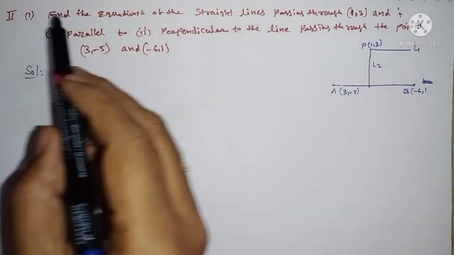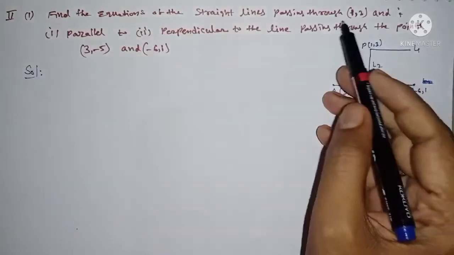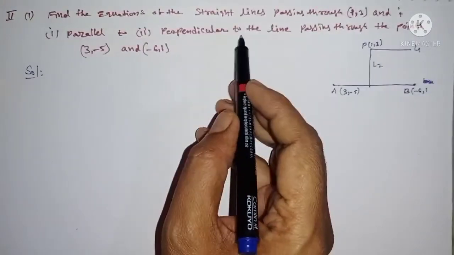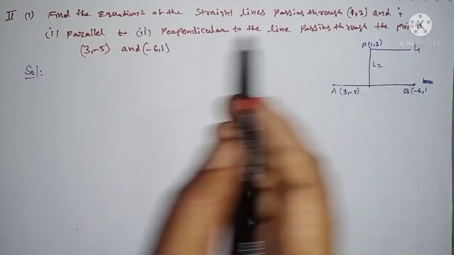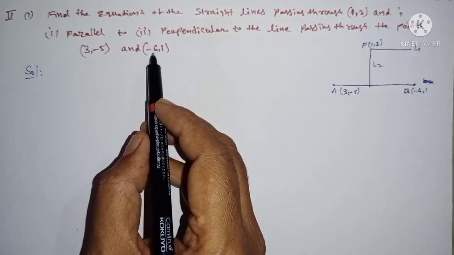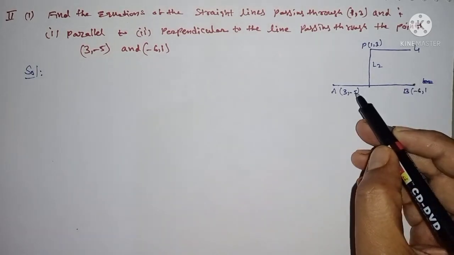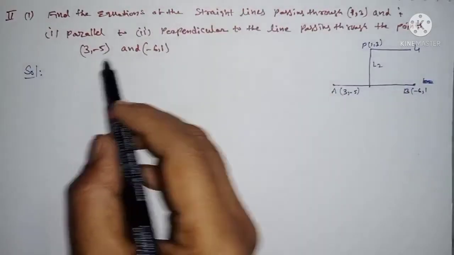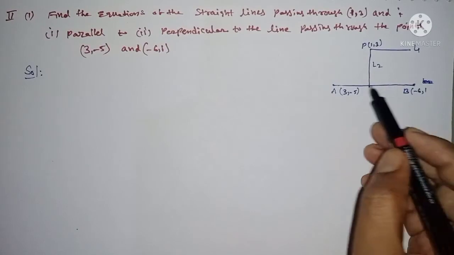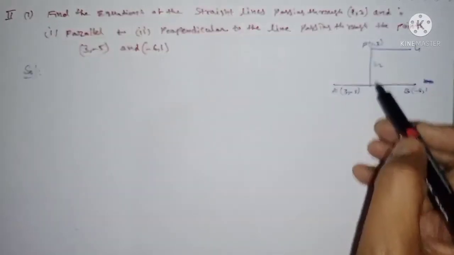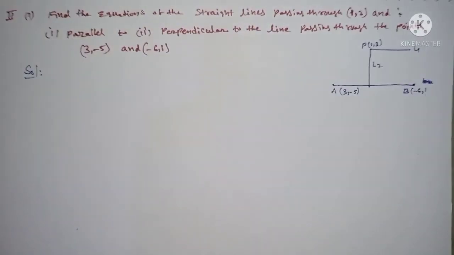Second Roman, first problem: find the equations of the straight lines passing through 1 comma 3, where the first one is parallel to and the second one is perpendicular to the line passing through the points 3 comma minus 5 and minus 6 comma 1. You can draw this. First one is asking parallel and second one is perpendicular. You can find the L1 and L2 equations.